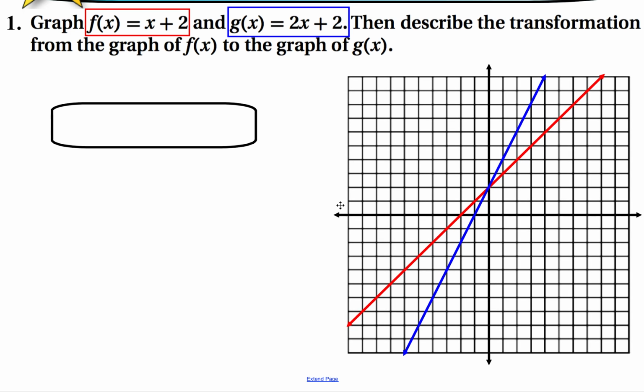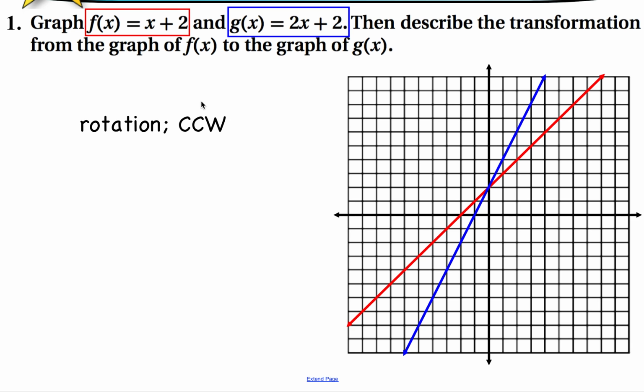So here I have each of those graphs. f of x equals x plus 2 is in red, g of x is in blue, and you can see that it looks like it was rotated counterclockwise. So when you want to write counterclockwise, you can just abbreviate that with CCW. If it's just clockwise, you write CW.